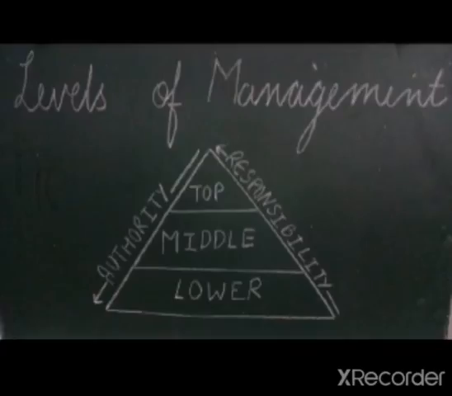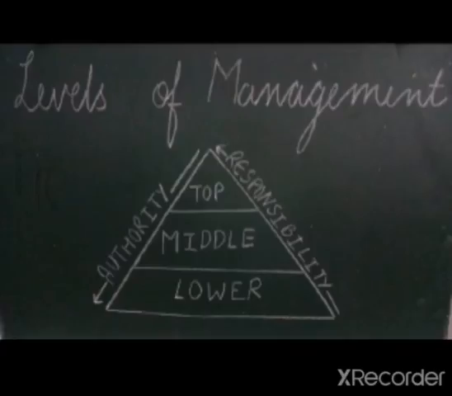Your board of directors, managing director, chairperson, president, general manager, CEO, that is chief executive officer, CFO, that is chief financial officer, they all are part of top level management. Now, what are the functions of top level management? There are several departments in the organization, say finance, marketing, accounting. Coordinating the activities of all these departments is a function of top management.